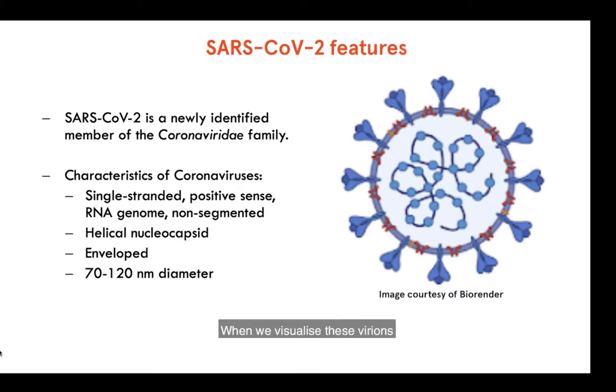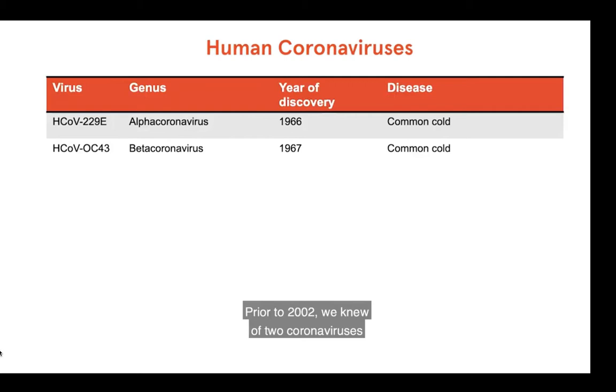When we visualize these virions under an electron microscope, we can see these characteristic spike proteins of the virus emerging from that lipid envelope. And that gives the virus this typical corona or halo around it, which is how the coronaviruses got their name. Prior to 2002, we knew of 2 coronaviruses which circulated amongst the human population. And these were typically responsible for the common cold or mild upper respiratory symptoms.